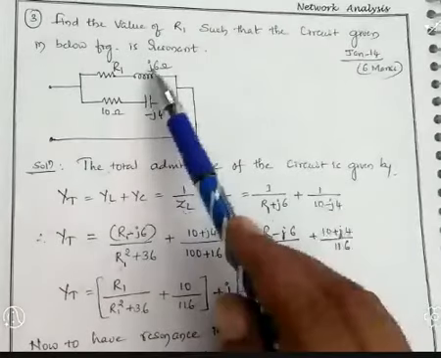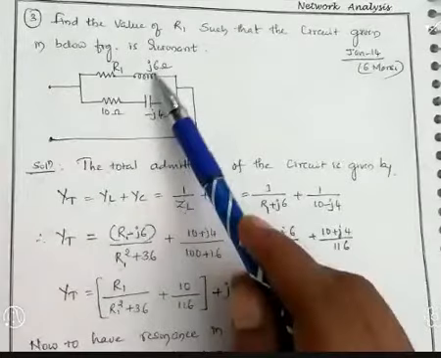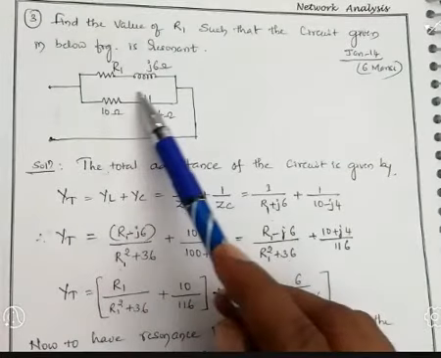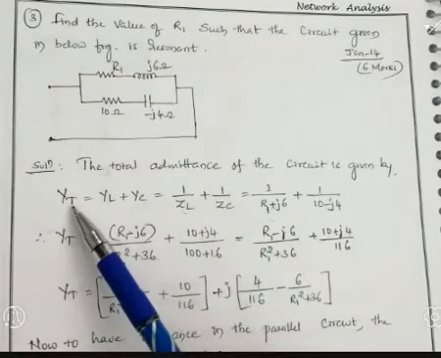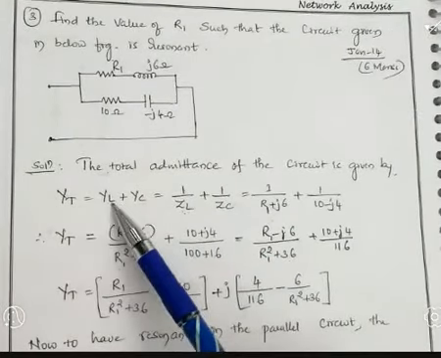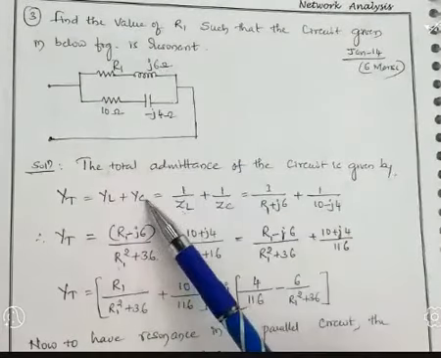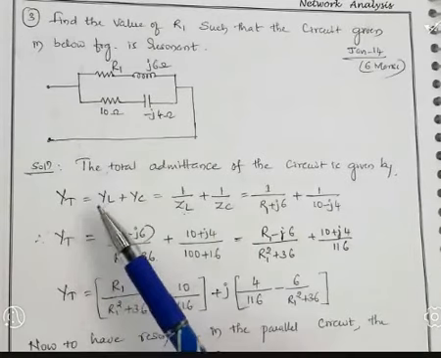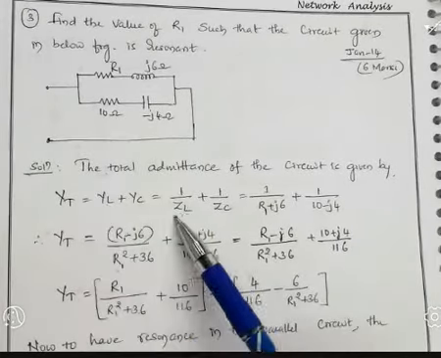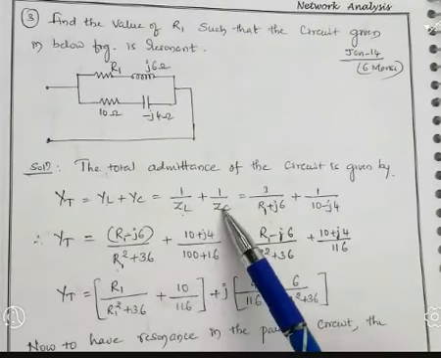So the admittance across this branch, I will indicate as YL because inductor is there, and the admittance across this branch I will indicate as YC because capacitor is there. So YT, the total admittance, equals YL plus YC. YL stands for the admittance of the branch containing the inductor. YC stands for the admittance of the branch containing the capacitor. So we know the basic ratio, Y equals 1 by Z. Z stands for impedance. Here ZL stands for impedance across the inductor branch. ZC stands for impedance of the capacitor branch.